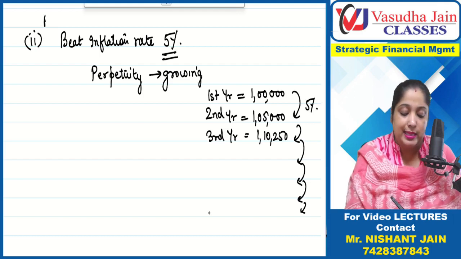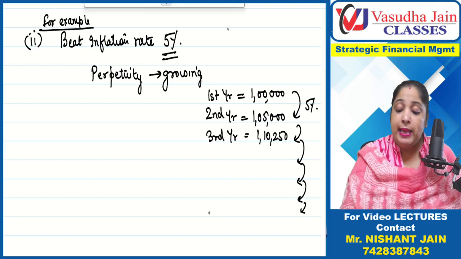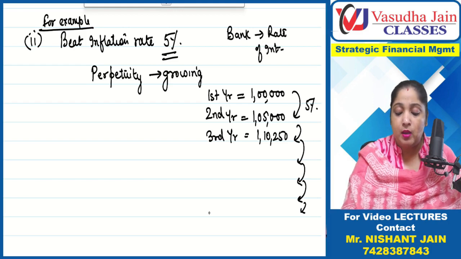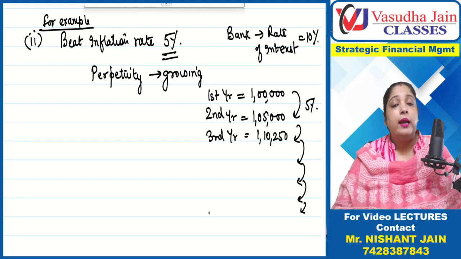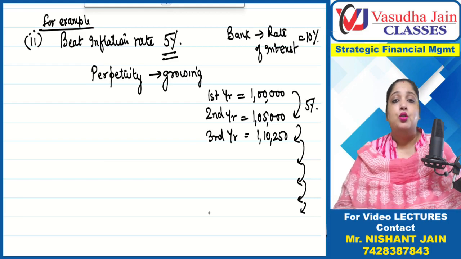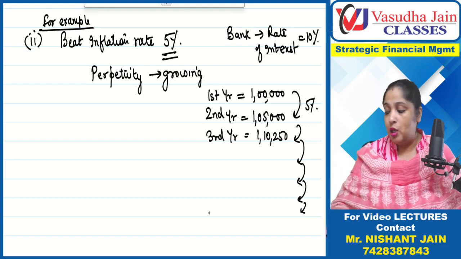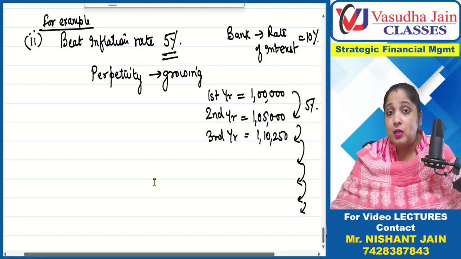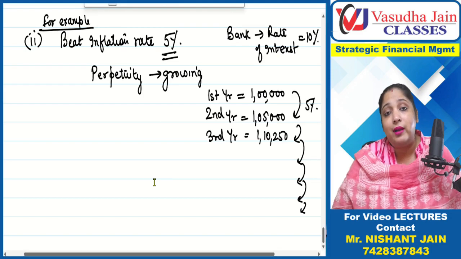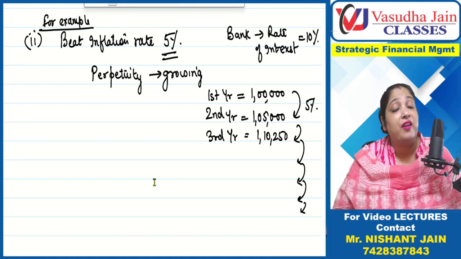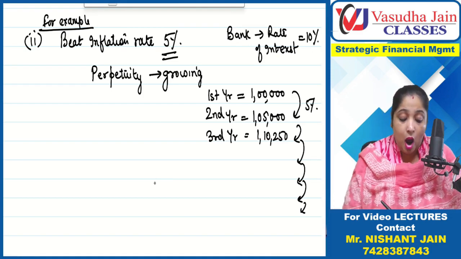For example, this is an example, okay. For example, the bank is offering a rate of interest of 10%. Same question. My purpose has only changed. I just now want that the inflow from the bank should grow with 5%. So now you want more benefits. Now you do not want only 1 lakh, you want it to increase also with 5% every year. Now how much should I invest as on today?